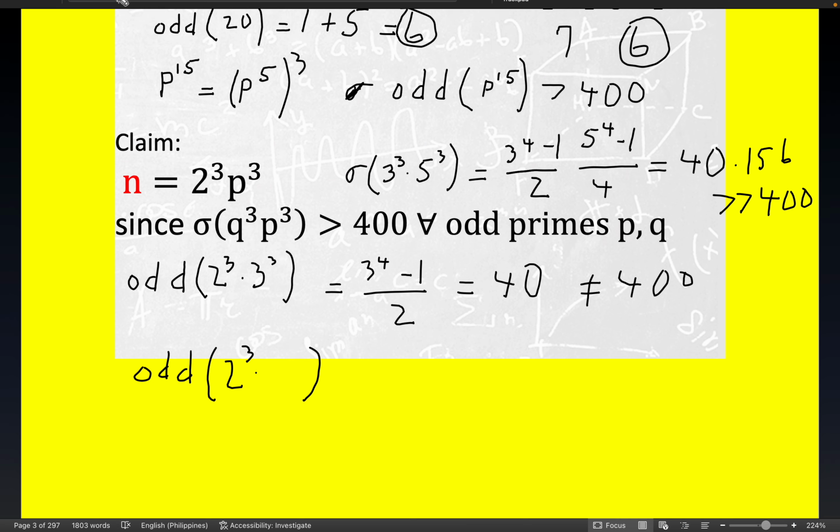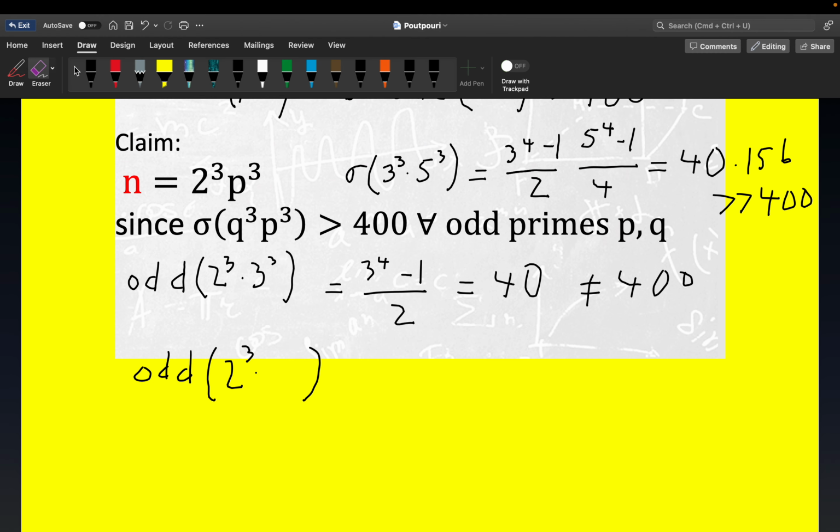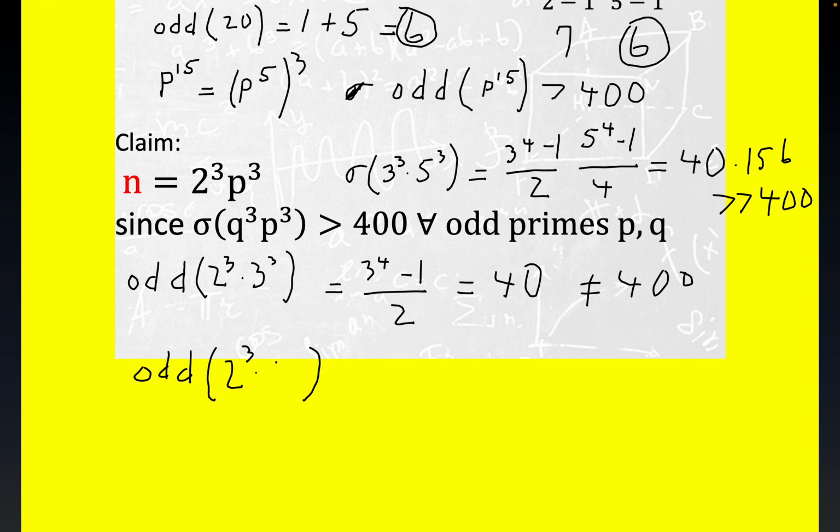Okay, so what do we need here? 5 cubed? Yep, 5 cubed. So that's going to be equal to (5 to the 4th minus 1) over 4. And we saw up here that that's already 156. It's 156. Not equal to 400 again. The deepest result of the evening.